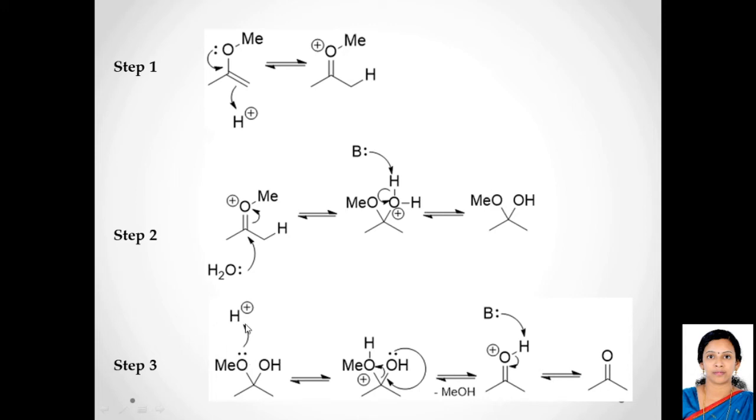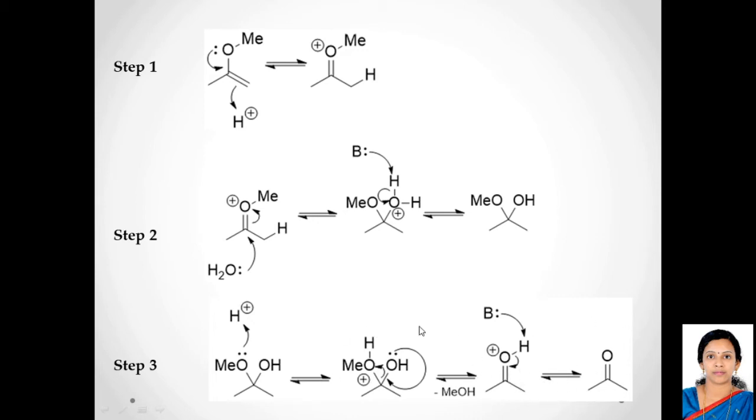The lone pair of this oxygen will attack the acid group, a proton here, and it will form the OH bond, with a positive charge on the oxygen because it has used its lone pair to form this bond. Finally this bond will break and go back to the oxygen, and methanol is released, and basically you will end up with a ketone.